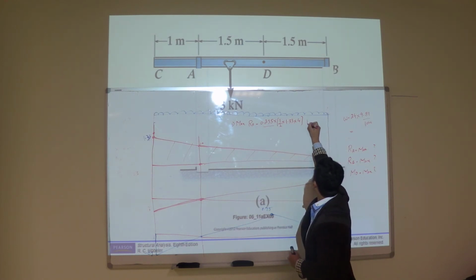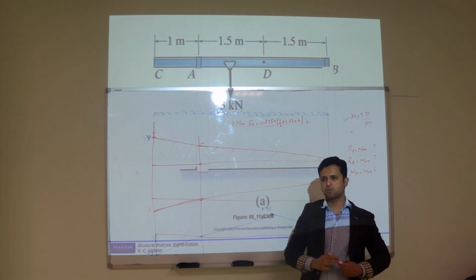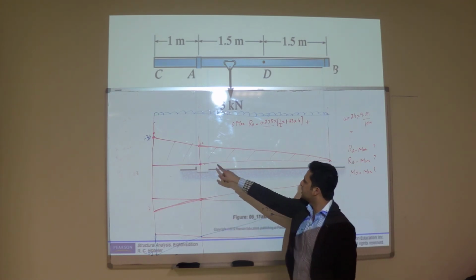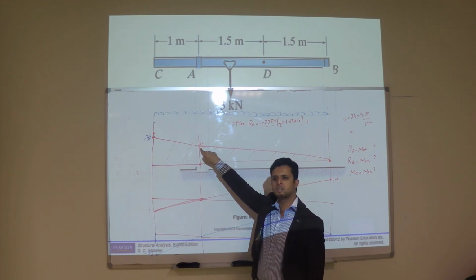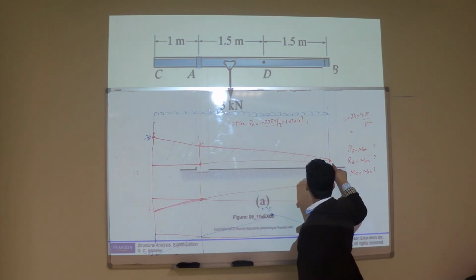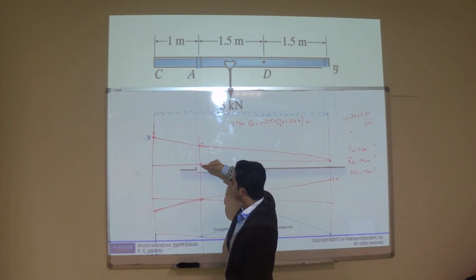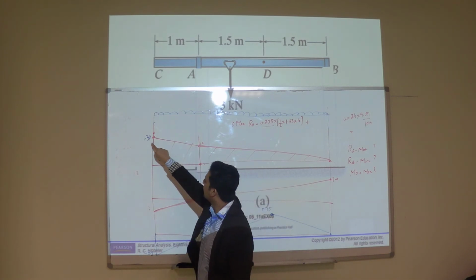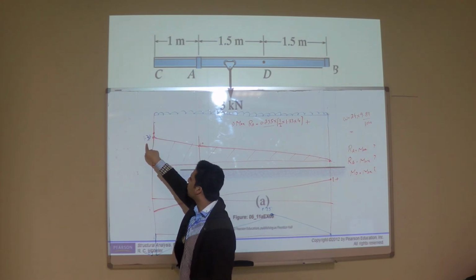Now the reaction due to this 3 kilonewton load. When will you have the maximum reaction? When this load is where? When the load is here, you will have the maximum reaction. For RA, yes. Here, 1.33. When the load is here, the reaction was 1.33.